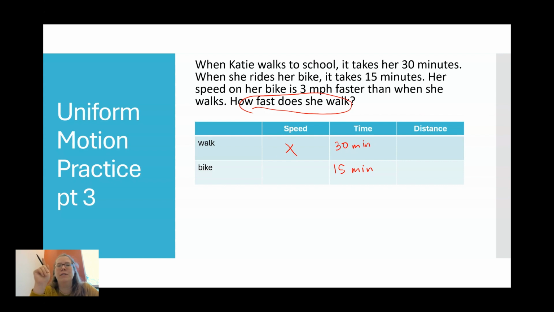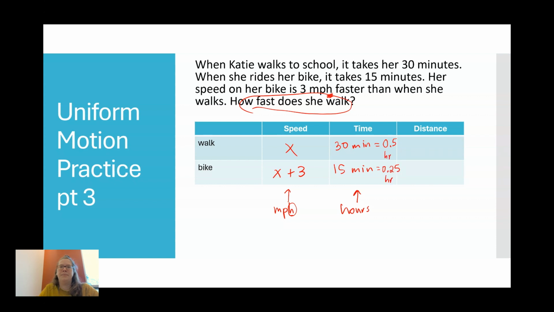Now I need to be careful in this problem. Her speed on her bike is 3 miles per hour faster. So since this is in miles per hour, I need to make sure this is also in hours. So I'm going to change 30 minutes to be half of an hour, 0.5 or 1/2 if you prefer, and 15 minutes to be a quarter of an hour.